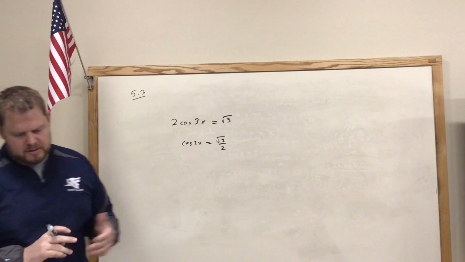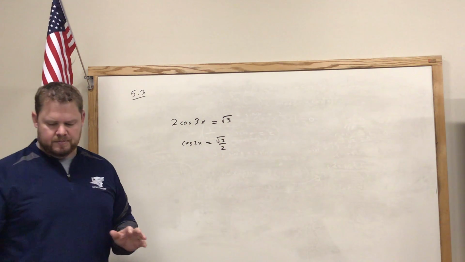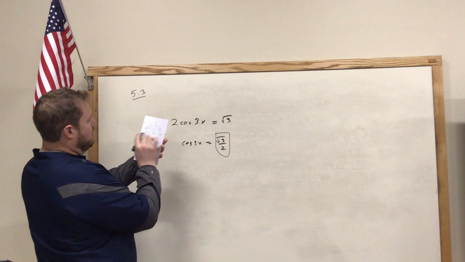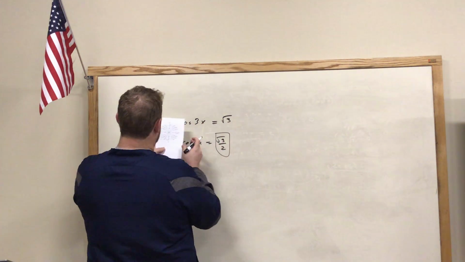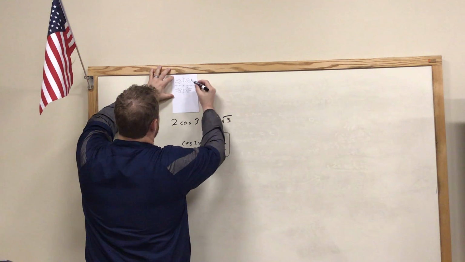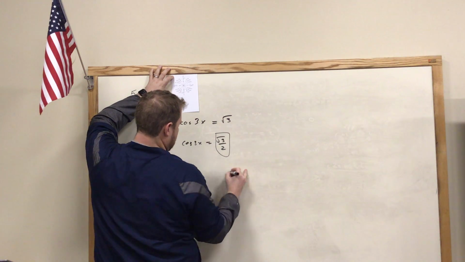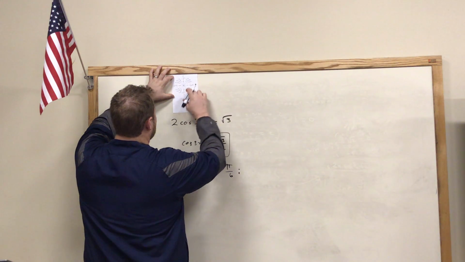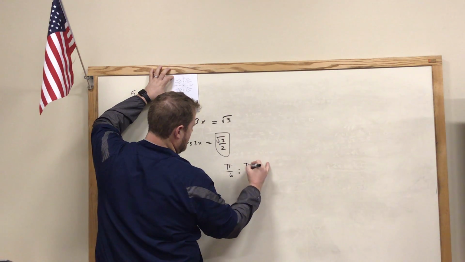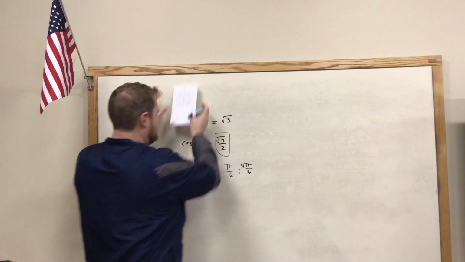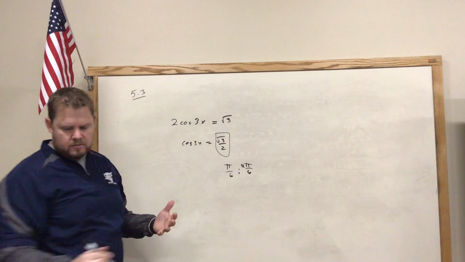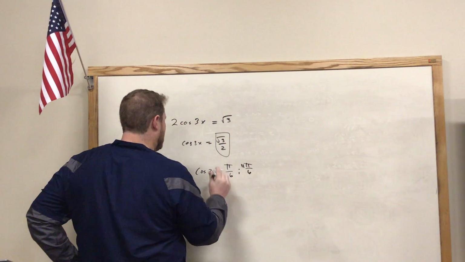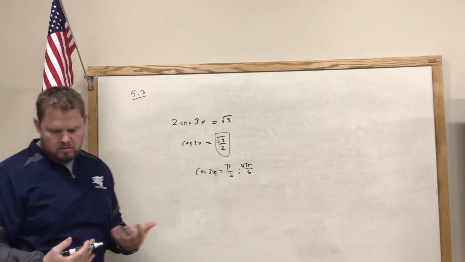All right, so that in itself is pretty easy, correct? So where is cosine square root of 3 over 2? There are 2 options for cosine being square root of 3 over 2, and that is at pi over 6 and at 11 pi over 6, right? So those are our 2 options there, correct? So here's what you've got. Now, cosine 3x, oops, not pi, 3x equals those 2 angles.